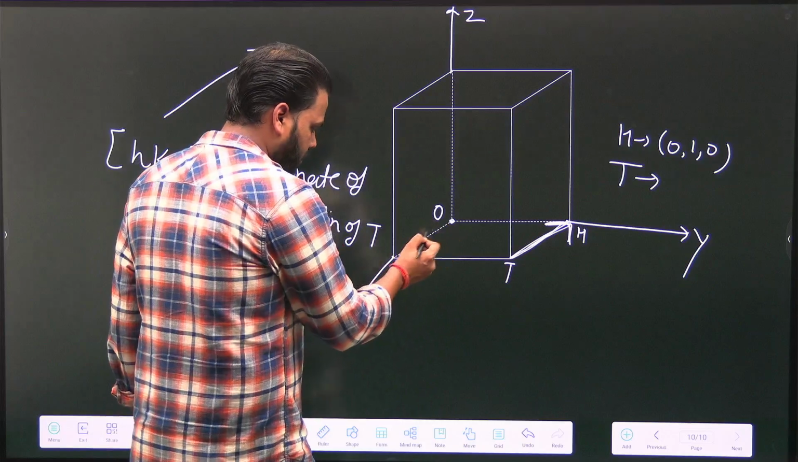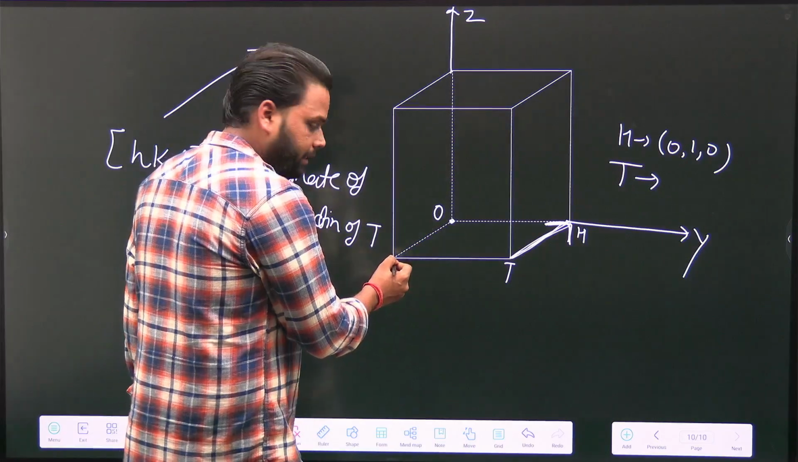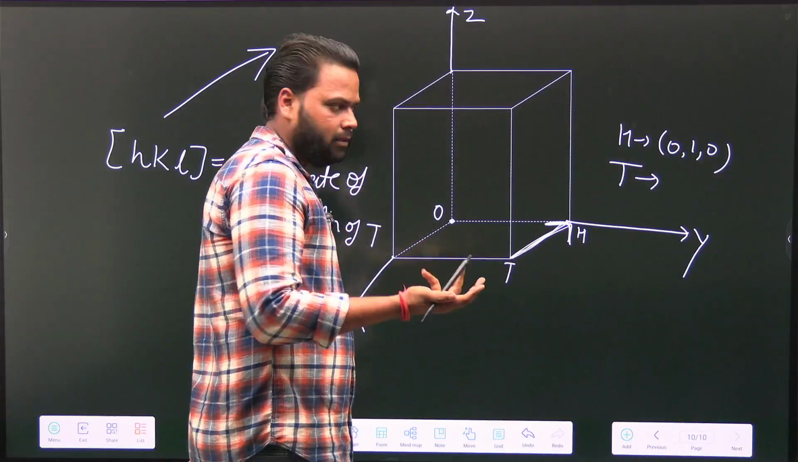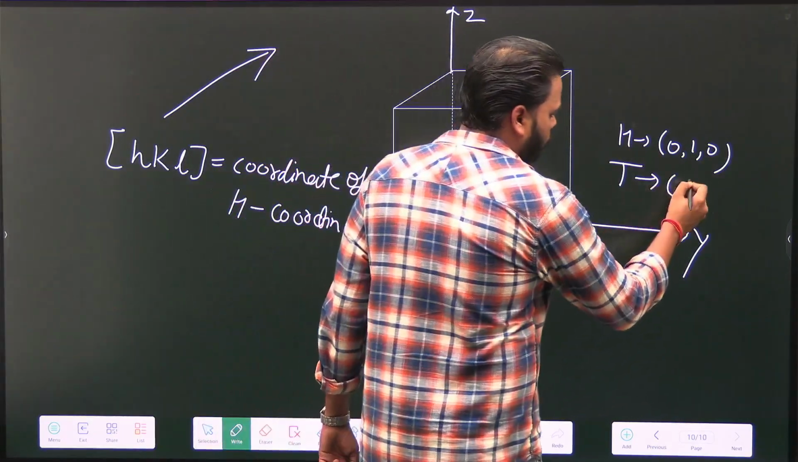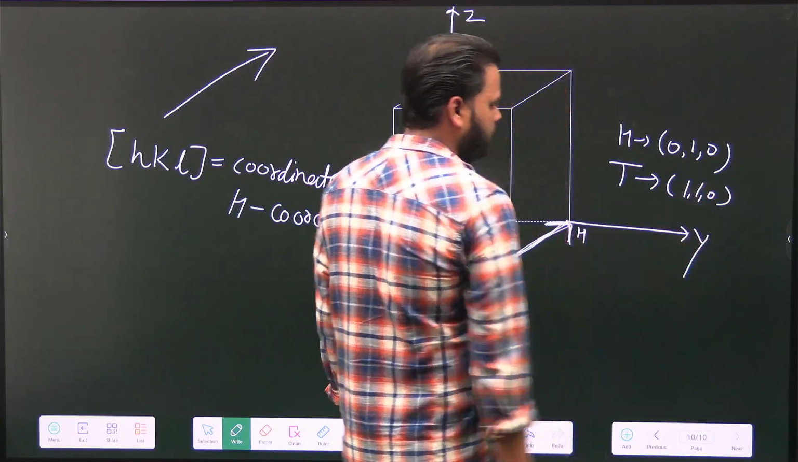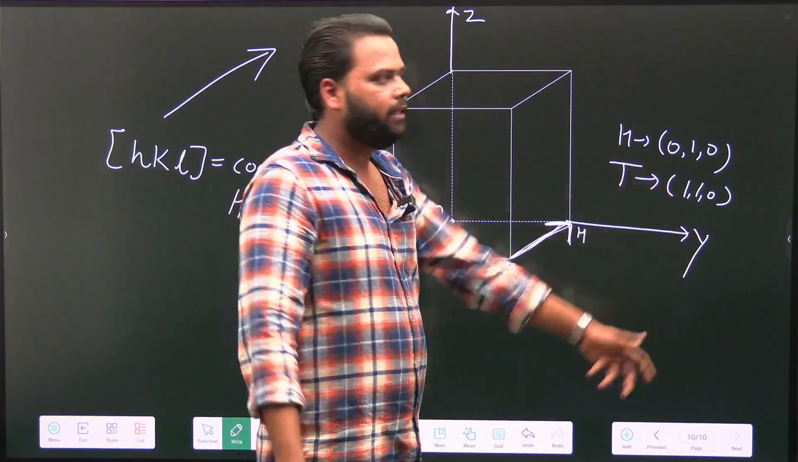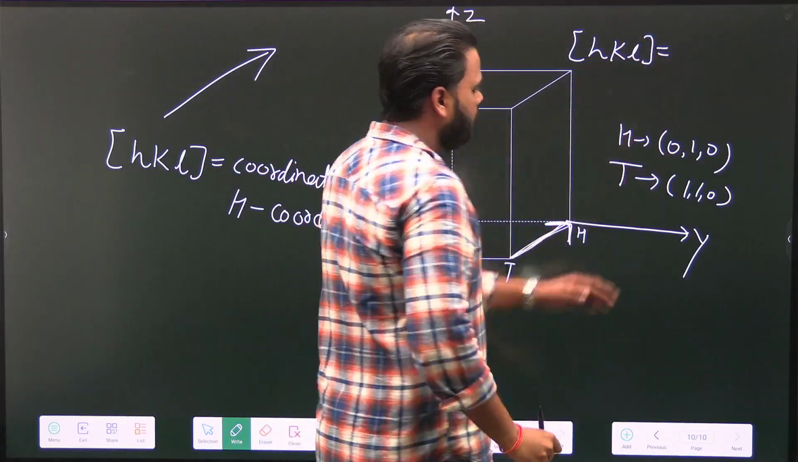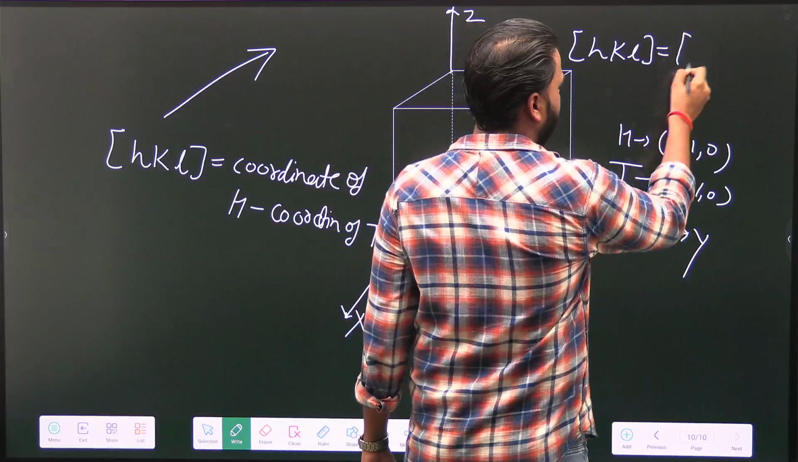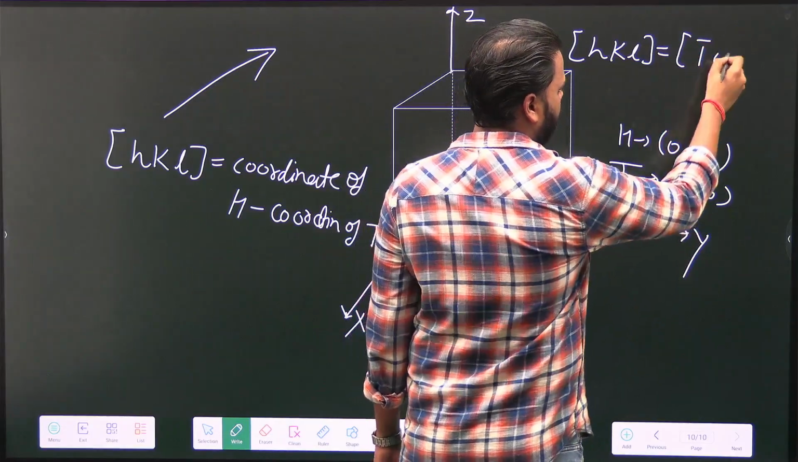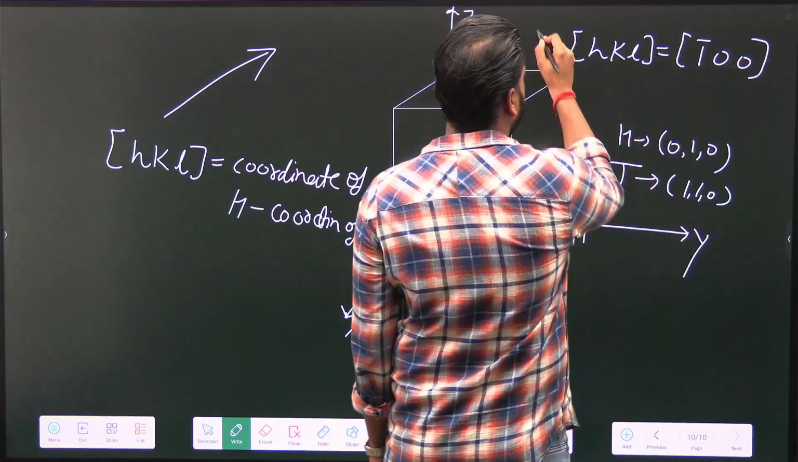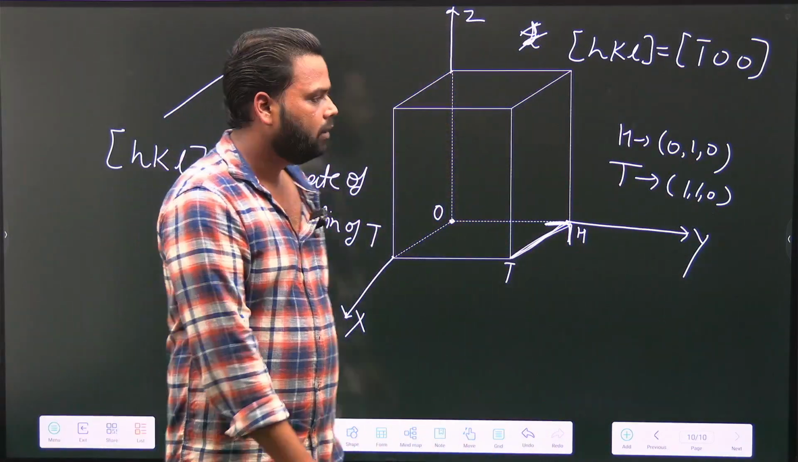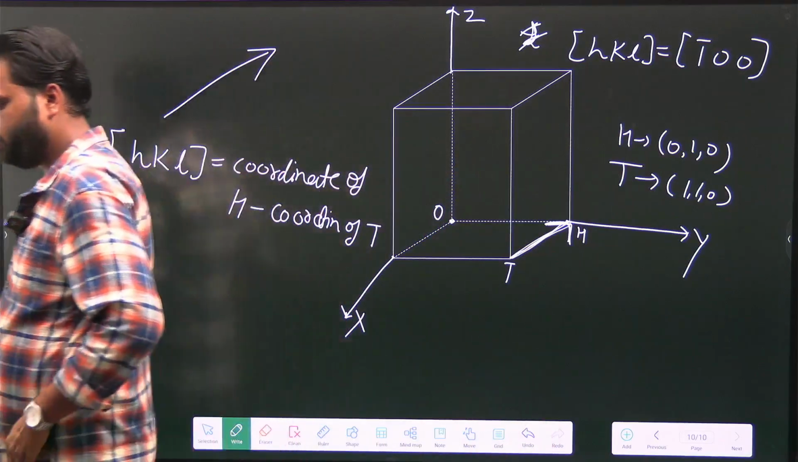You first will cover a distance on the x-axis, then you will cover a distance on the y-axis. You will reach there. The coordinate of tail will be 1, 1 and 0. So what will the Miller indices? The Miller indices will be HKL in a big bracket, head minus tail: 0 minus 1, that is 1 bar, 1 minus 1, 0, 0 minus 0. This will be your Miller indices. Simple. बस यही करना है. 1 bar 0 0 will be your Miller indices.